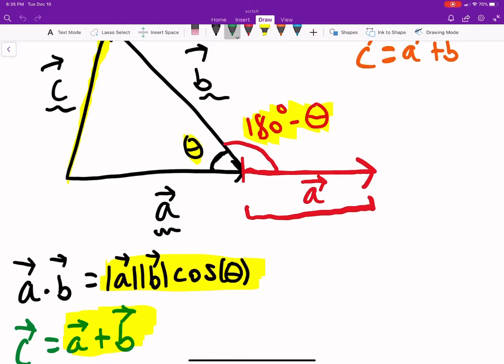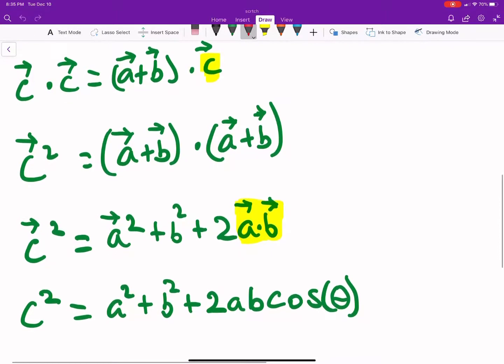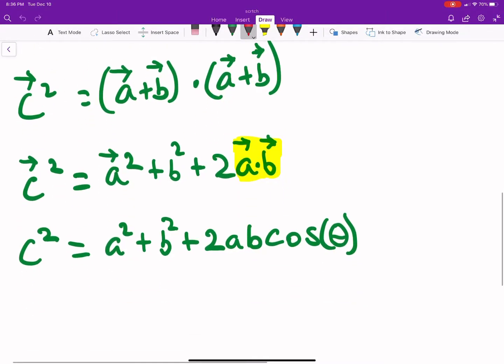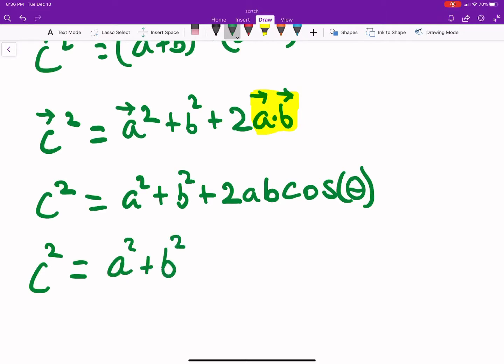Anyways, what I was saying is if you imagine moving A over so that the two tails are connected, the angle between them is 180 minus theta. So what I'm going to do here is replace this with c squared equals a squared plus b squared plus 2 times a times b times cosine of 180 degrees minus theta.